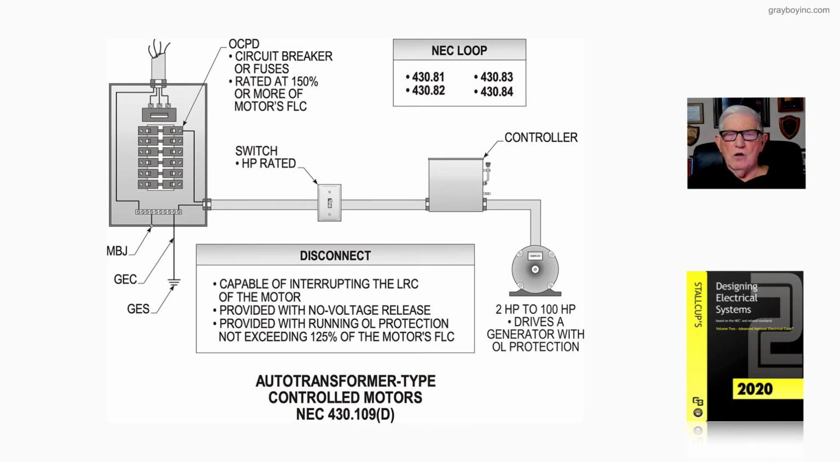concerning the controller. Now, the disconnecting means is always in 430.109, but in this case, it's an autotransformer-type controlled motor. So it's 430.109(D), as in dog, that we would use to perform our design work. So that's what this Figure 18-44 is illustrating.